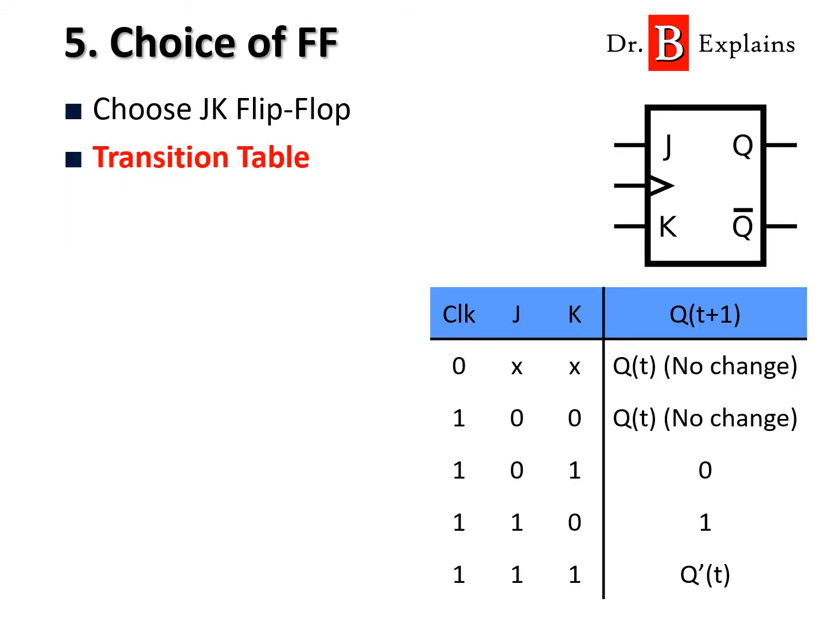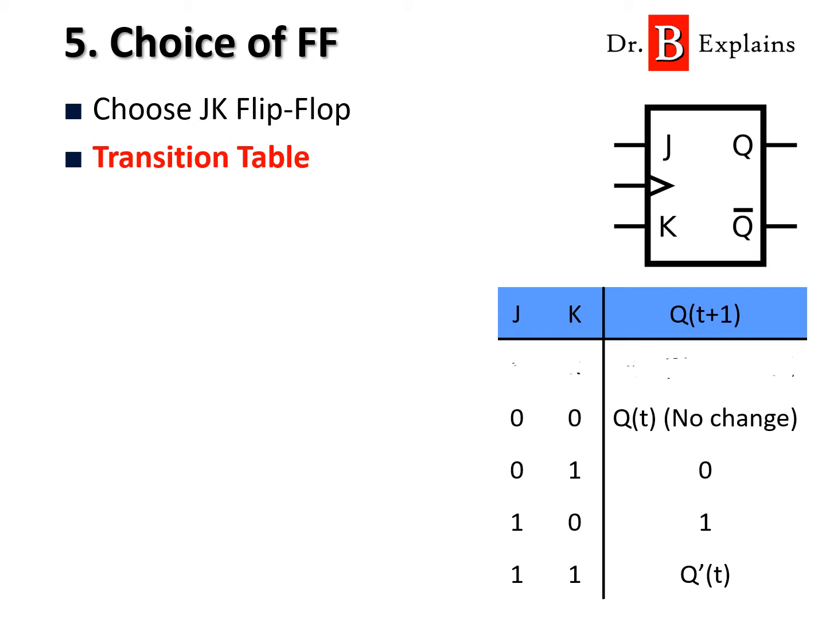So now for that, we need a transition table. We're going to ignore the clock column. We can also ignore this row, since I eliminated the clock. We're just going to look at these whenever you clock it, and we're assuming that whenever I clock it, this is happening.